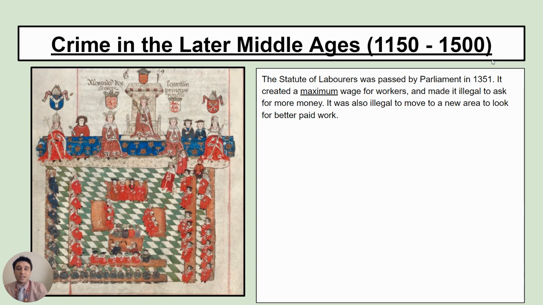Now, the Parliament said, we are creating a maximum wage for workers. So whereas today we've got a minimum wage, this was a maximum wage. They could not be paid any more than this. It was made illegal to ask for more money, and it was made illegal to move to a new area to look for better paid work. If you did either of those two things, you could be severely punished if you were a peasant.